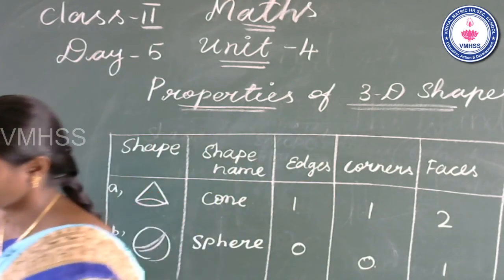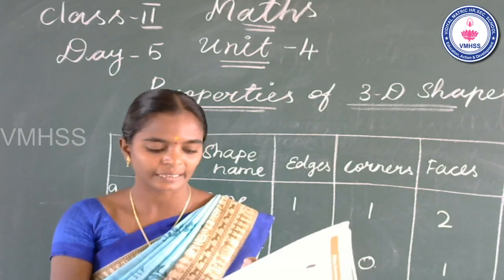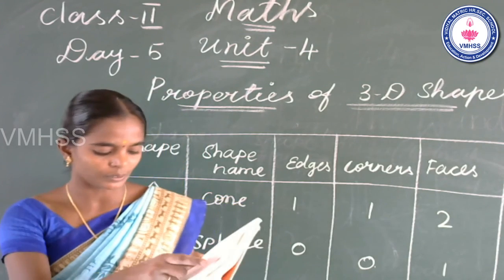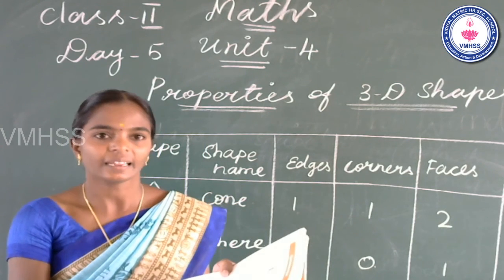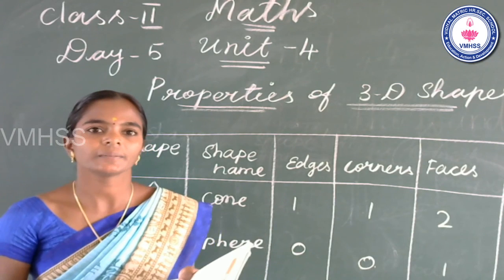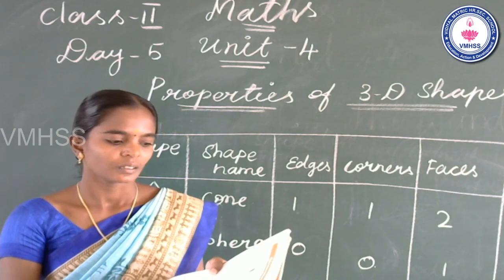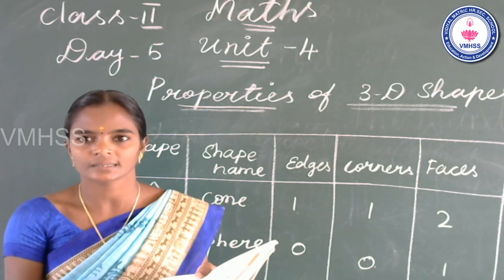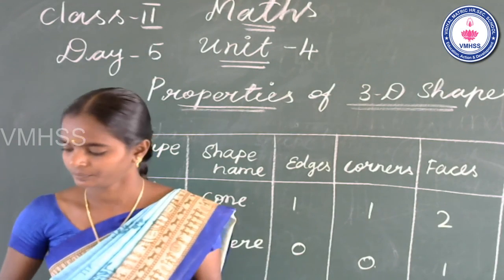Okay, students, listen. Next C, D and E shapes are homework. Worksheet number 6, page number 80. So C, D and E homework. Is it clear? First write the shape name. Next count the number of edges, corners and faces. So C, D and E homework.